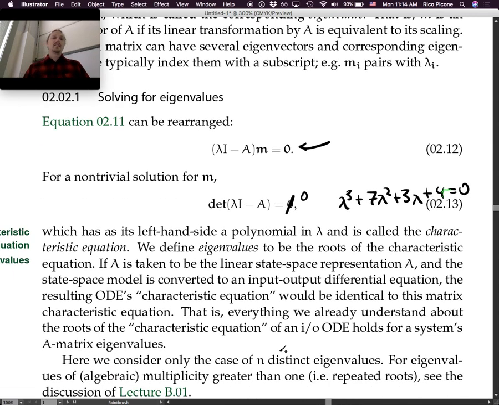Now, the implication of that is that everything we have already understood about the roots of the characteristic equation of an input-output ODE holds for a system's A matrix eigenvalues. So remember that the input-output ODE's characteristic roots, the lambdas that we saw, we also would call them lambdas, conveniently. They ended up being very dominant in the response of the system. They're the homogeneous response. This is e to the lambda t, e to the each lambda t summed up with different scalings. That's the homogeneous response, and then they play a role in the particular solution as well. So those roots really define a lot about the system.